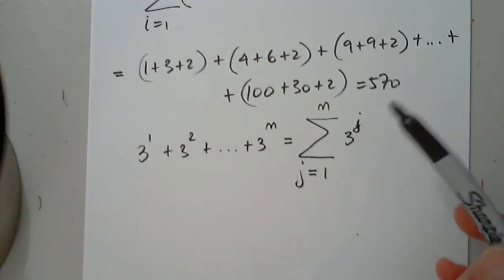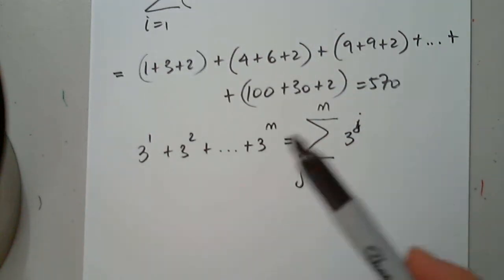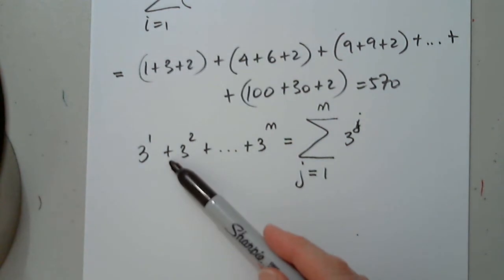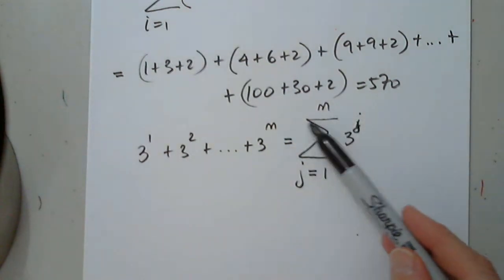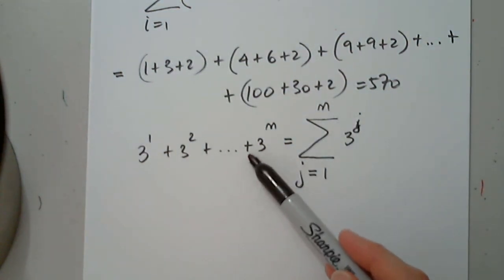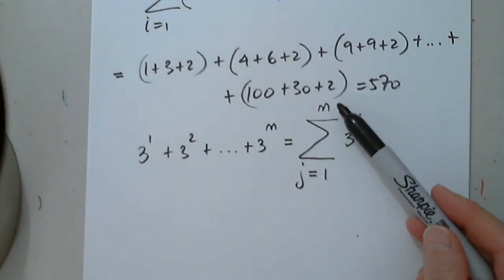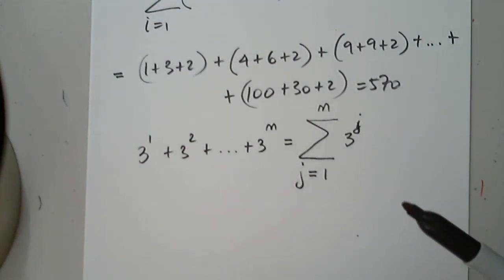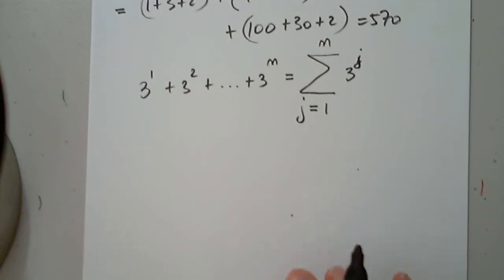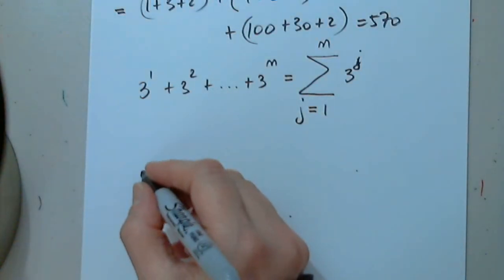Because when j is 1, I have 3 to the first power. When j is 2, the sum says plus 3 to the second power, plus dot, dot, dot, till the last one, the upper limit is n. Awesome. Okay, let's look at one more.